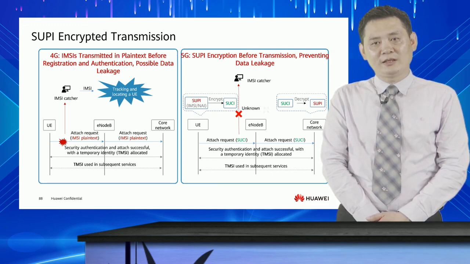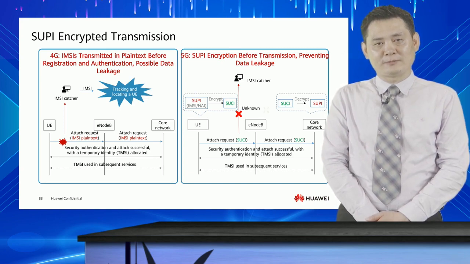In this case, encrypted numbers may be intercepted. However, they cannot be decrypted or stolen. In this way, the vulnerability of intercepting the MC in plain text has been fixed. This is the second technology introduced for the air interface, that is, SUPI encrypted transmission.